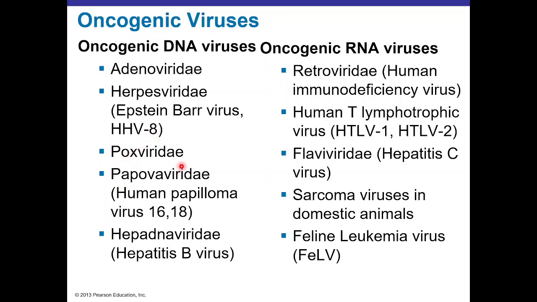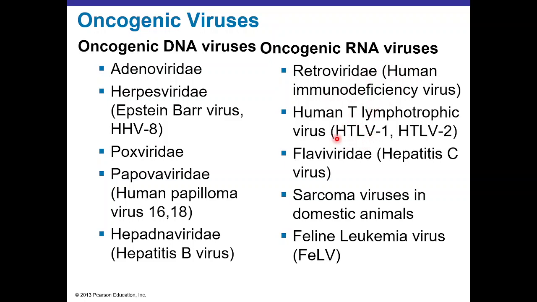We have members of the Poxviridae family. We have members of the Papovaviridae family, like human papillomavirus 16 and 18 that cause cervical cancer. Also, they can cause cancer in the anus or in the larynx. And then we have hepadnaviridae members like hepatitis B virus that causes liver cancer. We have RNA oncogenic viruses like human immunodeficiency virus.